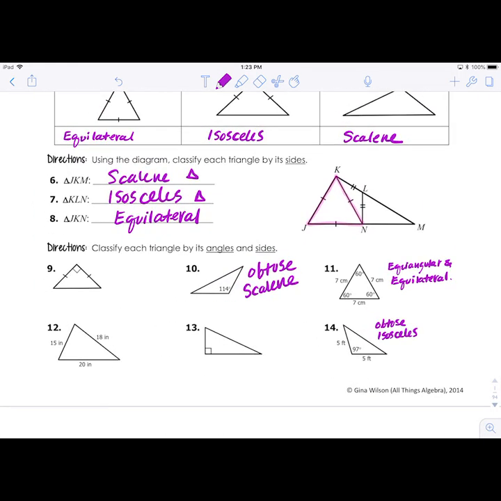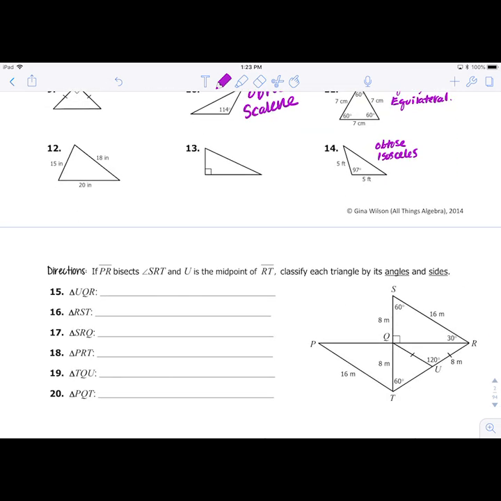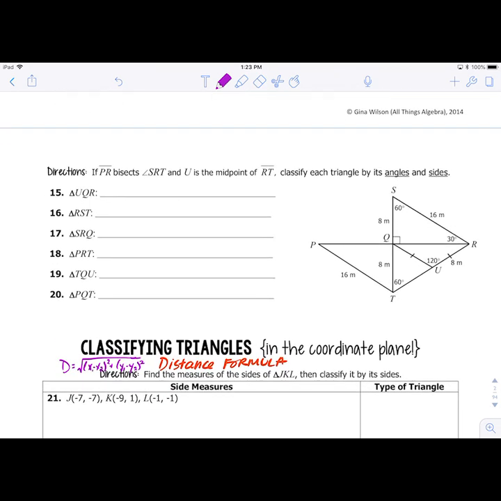So those problems are pretty simple. You're not really going to see a problem like that on the EOC. It's too easy. You may see something like this, 15 through 20, right? Looks a little overwhelming, but we can tackle it together. Let's just read the directions, okay? It says, if side PR bisects angle SRT, and U is the midpoint of RT, classify each triangle by its angles and its sides. So we need to use that information.